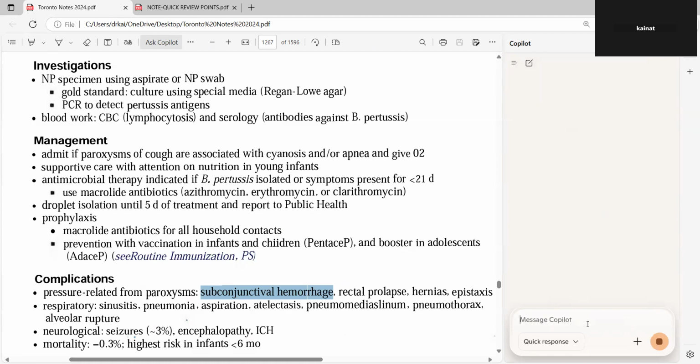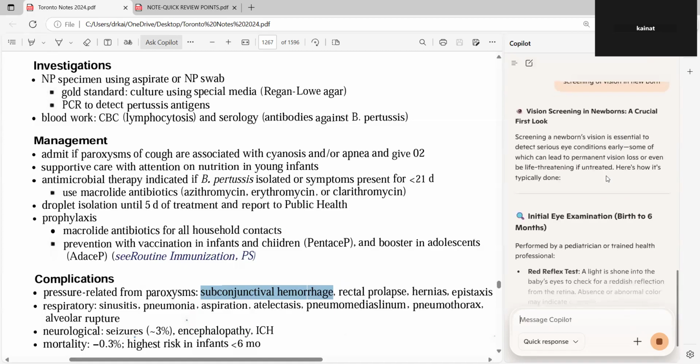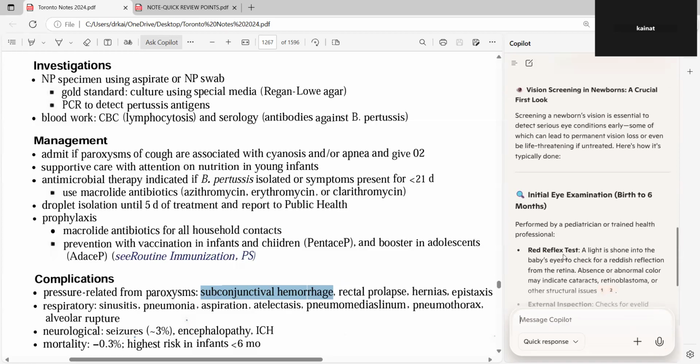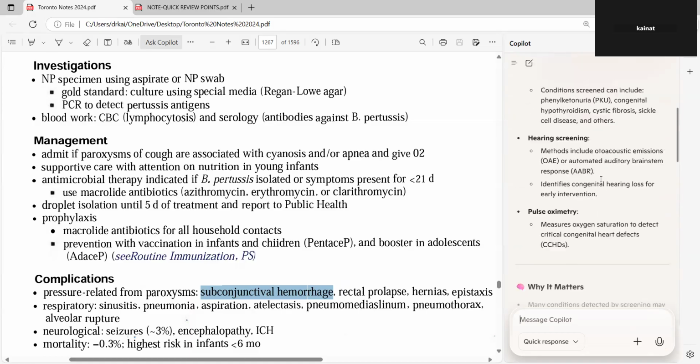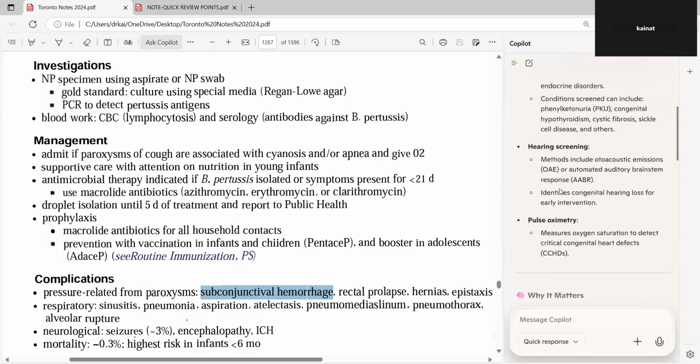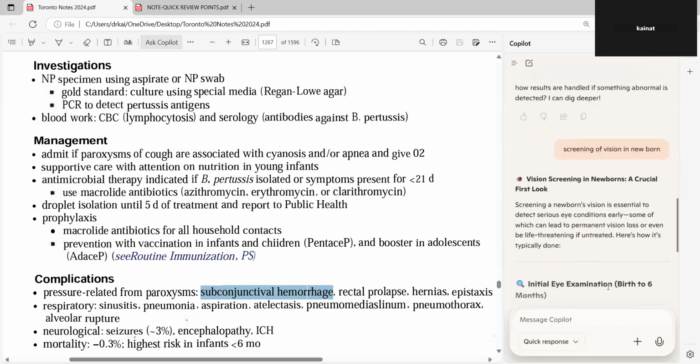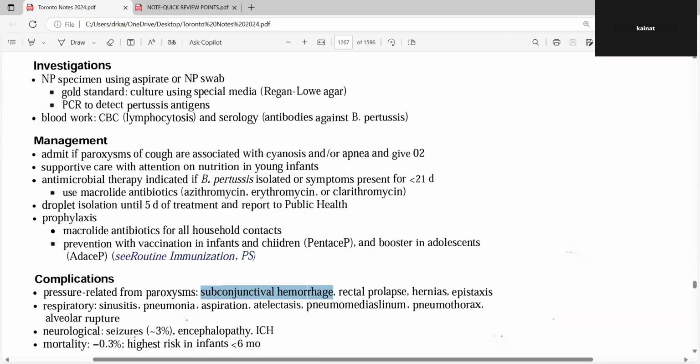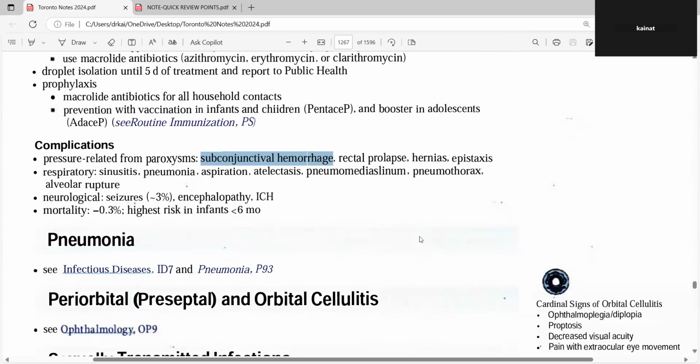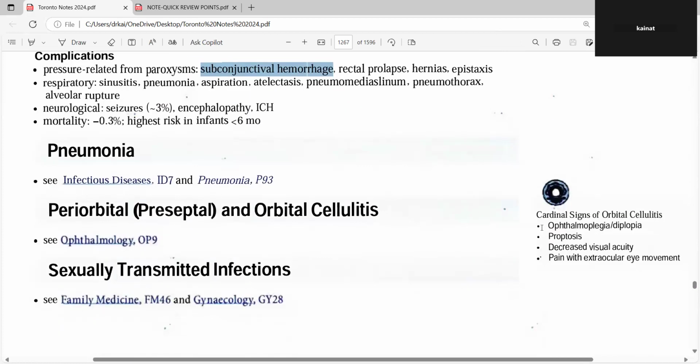Then screening of vision in the newborn. In this one, you have to figure out retinoblastoma because that's what they are looking for. So red reflex test. So the hearing was automated auditory brainstem response, and for the vision, it's basically the red reflex test. I just want to make sure that you can write it down on the side and keep it in your head. Then cardinal signs of orbital cellulitis: ophthalmoplegia, proptosis, decreased visual acuity, and pain with extraocular eye movement.